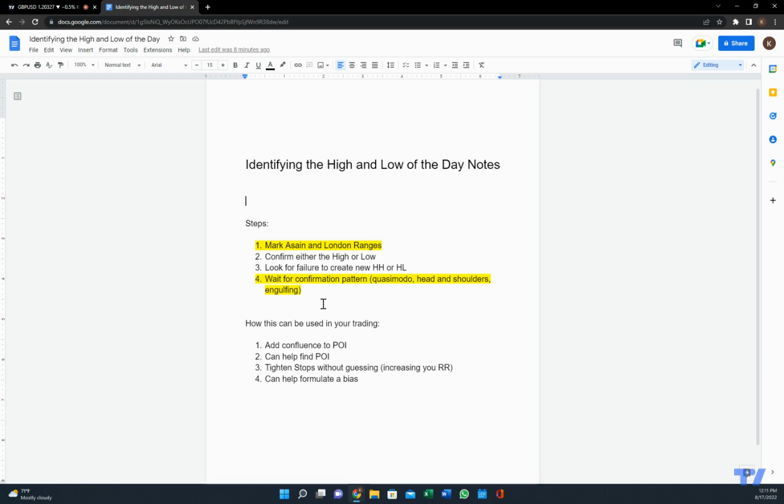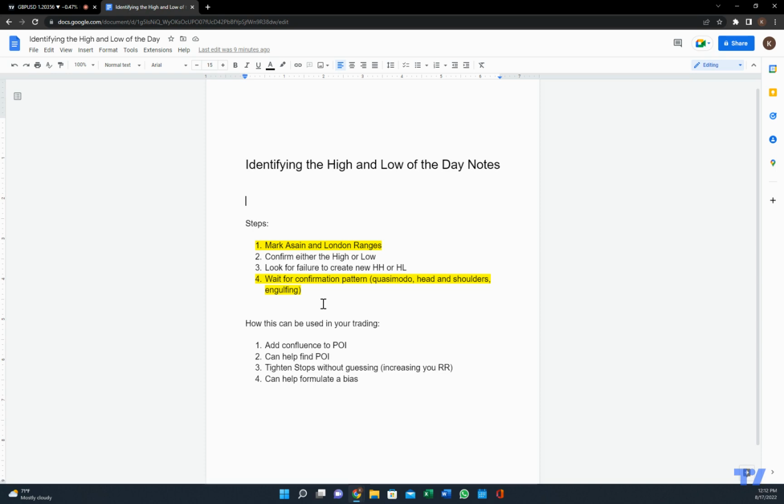And then how this can be used in your trading: if you already have a methodology for finding points of interest, you can add confluence to your points of interest. If you know what points of interest you're looking for, but you just can't seem to spot them, this can help you find those. This will also help you tighten up your stops. If you know that you're selling from the highs and lows of the day and you know exactly where to place your stops, this will help you decrease how large of a stop loss you use, thus allowing you to increase your risk to reward.